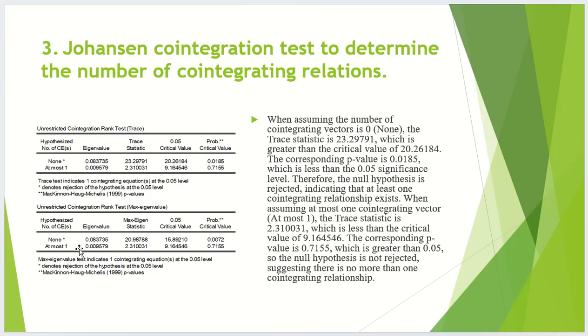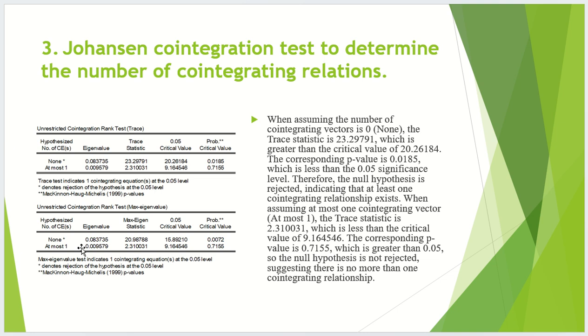The second step of the Johansen co-integration test is the integration rank test. When assuming the number of co-integration vectors is 0, the trace statistic is 23.29791, which is greater than the critical value of 20.26184. The corresponding p-value is 0.0185, which is less than the 0.05 significance level. Therefore, the null hypothesis is rejected, indicating that at least one co-integrating relationship exists.